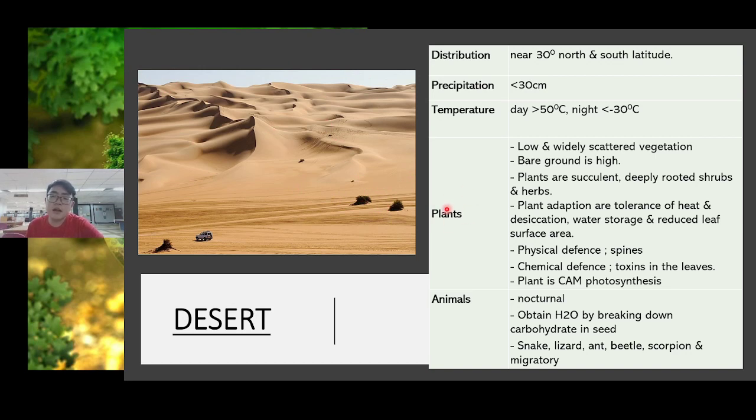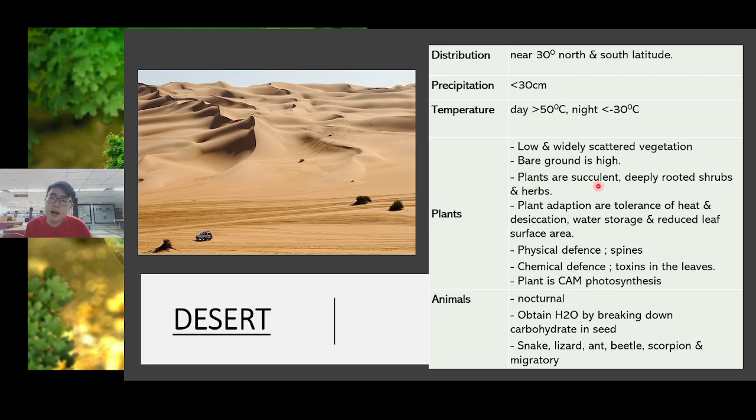So the plants inside the desert are low and widely scattered vegetation, meaning that the number of plants is very low, and you will see that the distribution of plants is very wide from each other. If you see this picture, maybe it is very clear, but if you see the car here, it is very small. So actually the distance between this plant and this plant is very far. This plant and that plant are also very far, and also this plant and another plant here. So the plants are distributed very far away from each other.